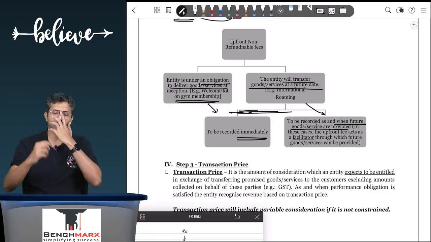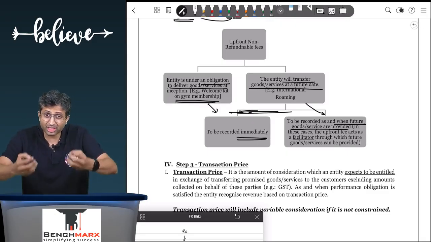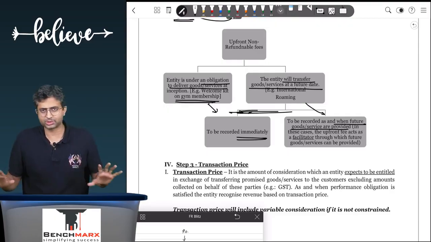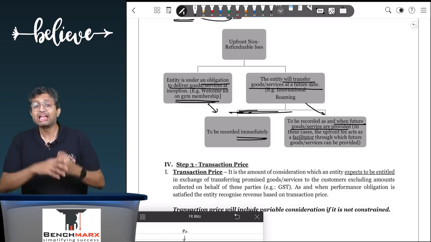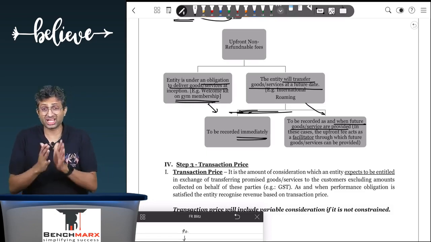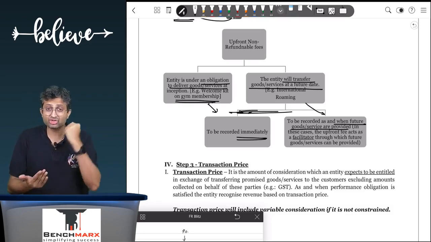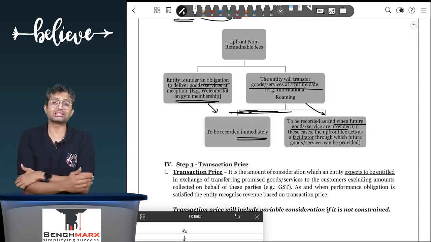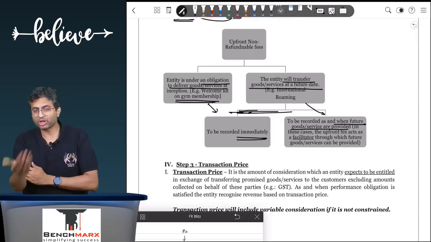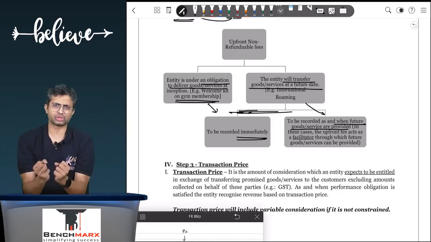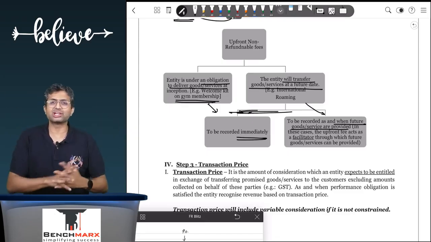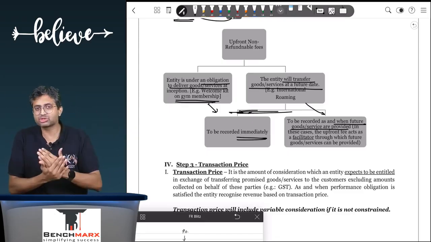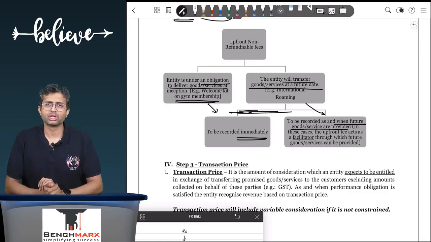Simply put, if you are confident enough that the variable consideration is going to be received, it is not constrained. But if you are dicey, you are not very sure whether the variable consideration will actually be received or not, in which case the standard believes that it is constrained. If the variable consideration is constrained, it should not be a part of transaction price, at least for the time being. If it is not constrained, that is, it is free, you can take it as a part of transaction price. However, if it is restricted, it is constrained, then it should not be a part of your transaction price.